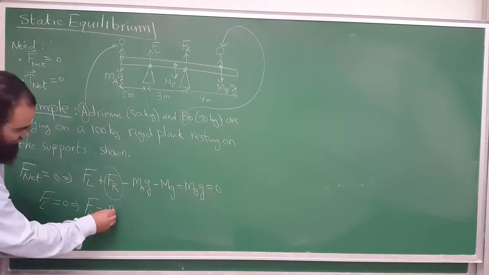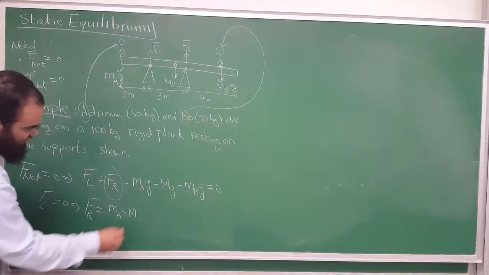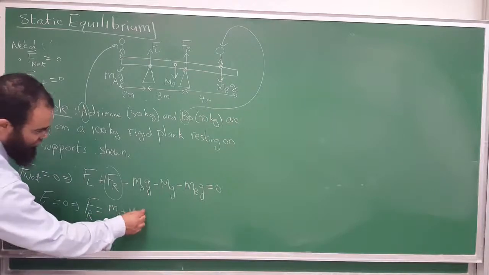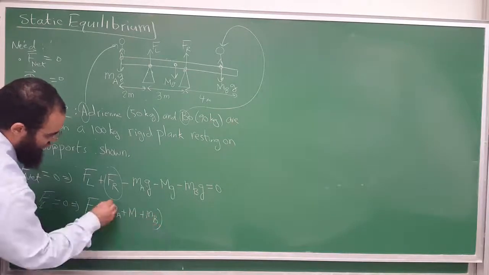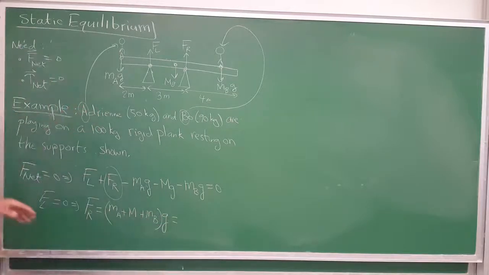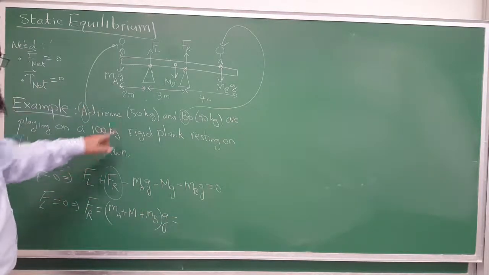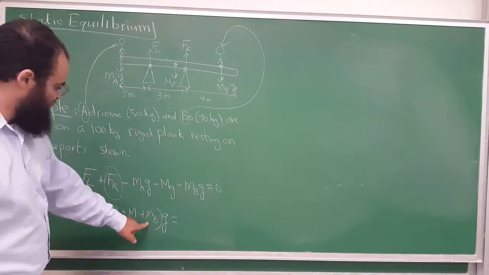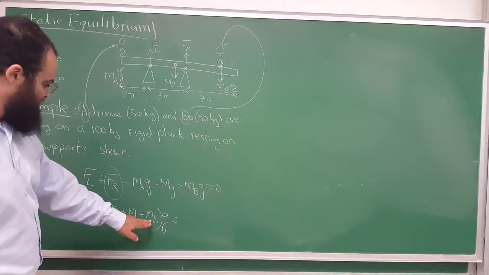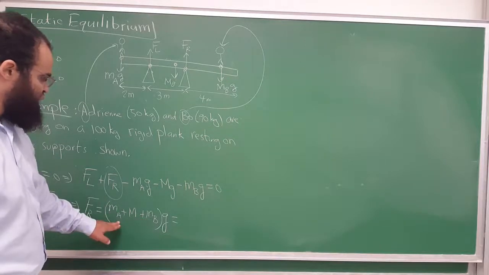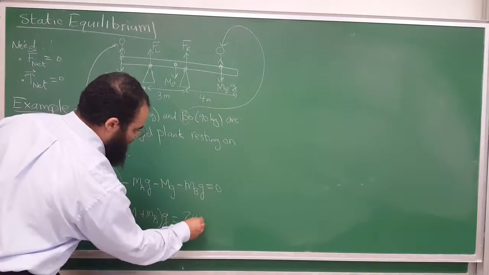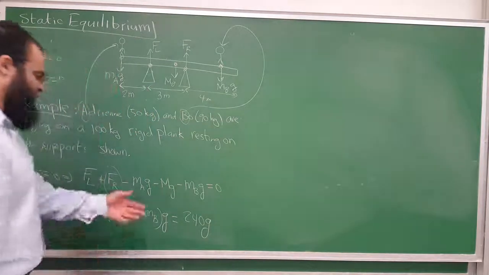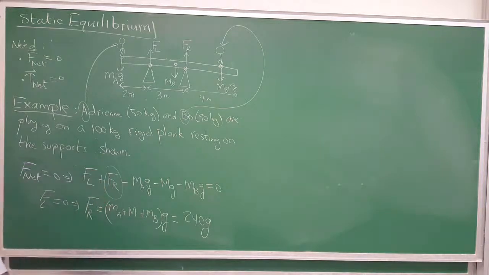Well, it will be M_A plus capital M plus M_B, the whole thing times gravity. Let's calculate it. M_A is 50, 100, and 90. So that's 100 plus 90, 190 plus 50, that's 240. So 240 times G, times gravity. That's the force from the right support. So that's the force from the right support if you're interested.